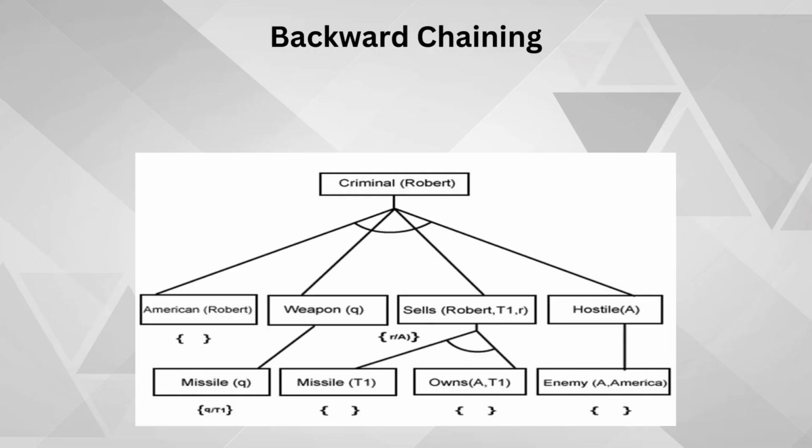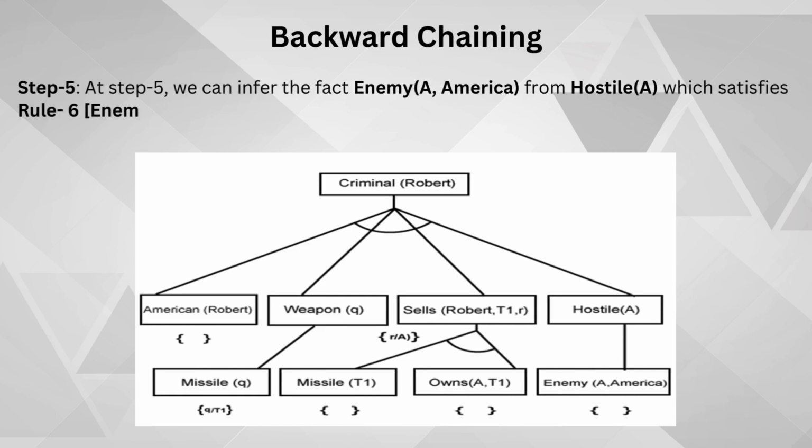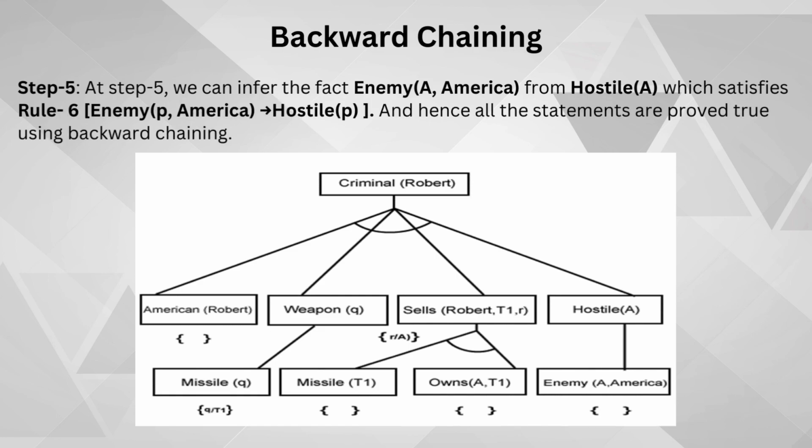So, in step number 5, we will be collecting more clues. Remember, we are using the rules and clues to prove that Robert is a criminal. In step 4, we discovered that Robert sold a missile to country A. Now, in step 5, we have a new piece of information. We know that country A is an enemy of America, and we also know that enemies can be hostile. So, connecting this, guess what?